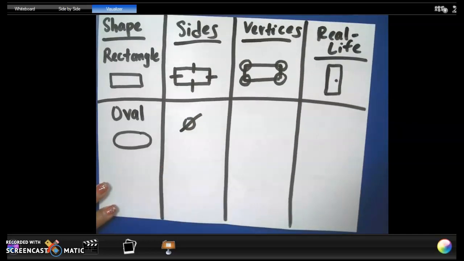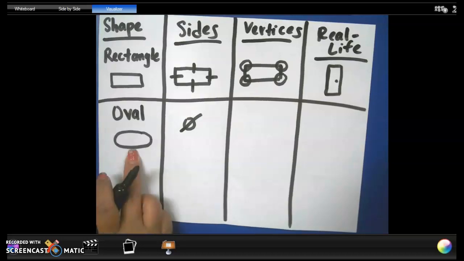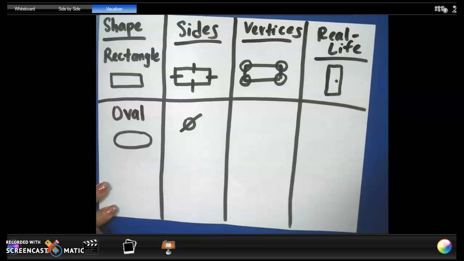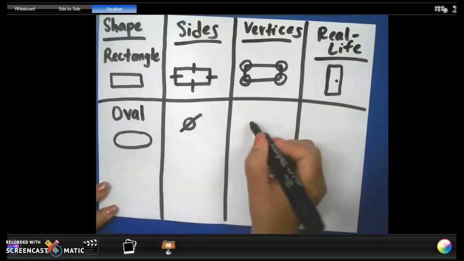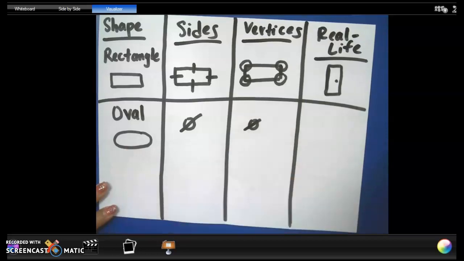So now we're going to look at the vertices or the corners. Does the oval have any corners or vertices? No, right? It doesn't have any points where they meet because it's all round or circular. So there are no vertices or no corners.